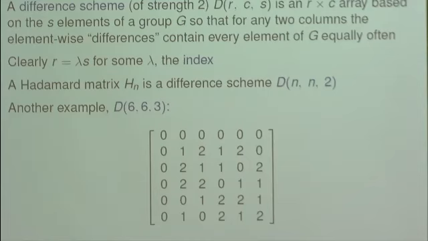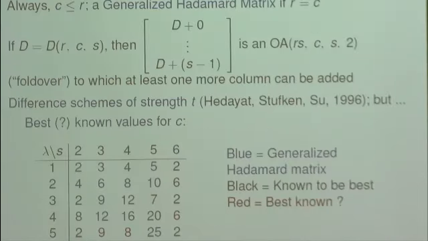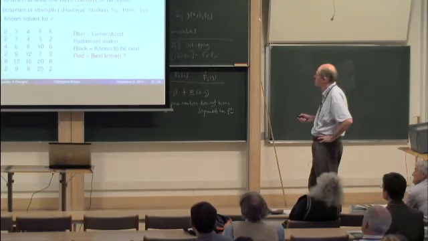So in both of these examples that I've shown you here, the number of columns is exactly equal to the number of rows. Well, in general, that's not necessarily the case. But you can show that the number of columns can never be more than the number of rows. The number of columns must be less than or equal to the number of rows for such a thing to exist. And it's called a generalized Hadamard matrix if the number of rows and columns are the same.